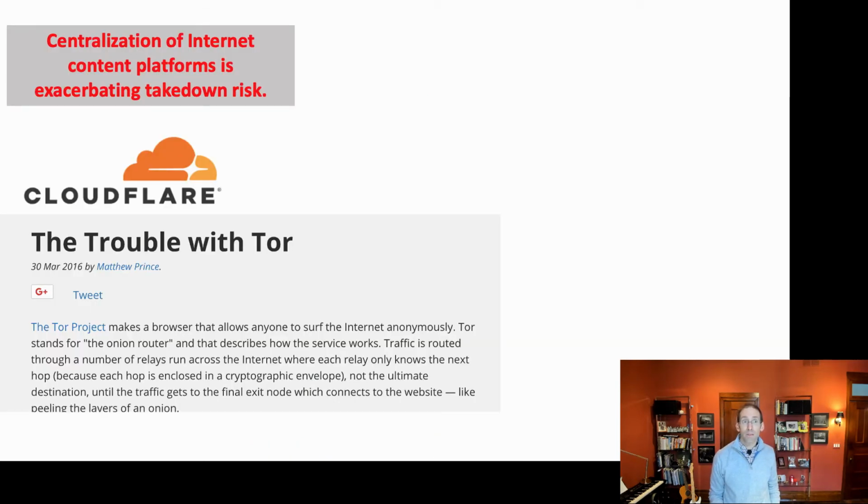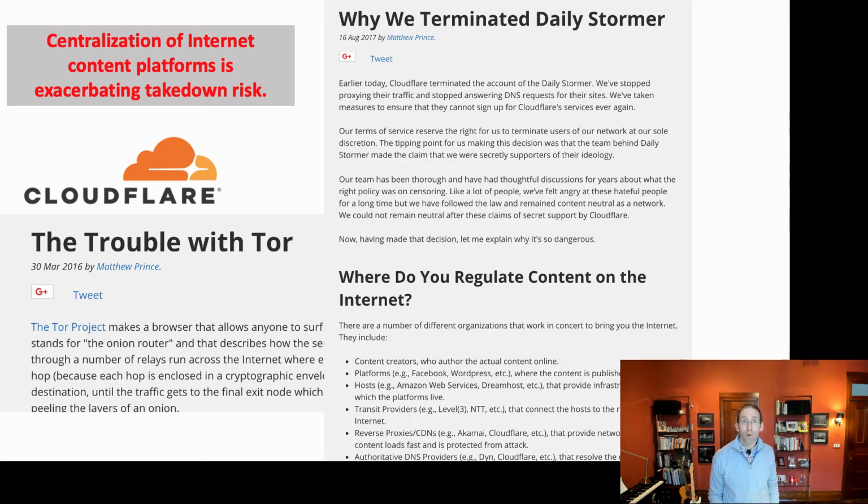Centralization of internet content platforms is exacerbating the risk of takedown, as I mentioned earlier. One notable example of this happened 5 years ago, where Cloudflare, a popular web hosting platform, decided that it was going to stop serving content to users who attempted to view websites via the Tor network. Cloudflare also terminated other websites, including the Daily Stormer.